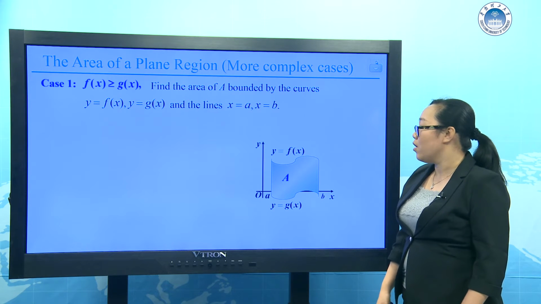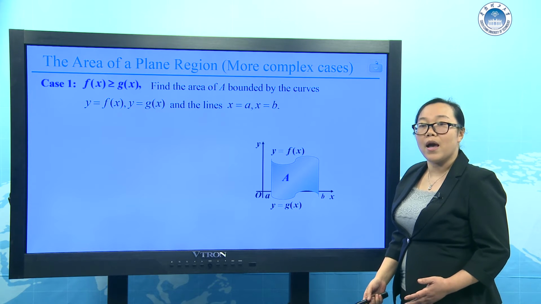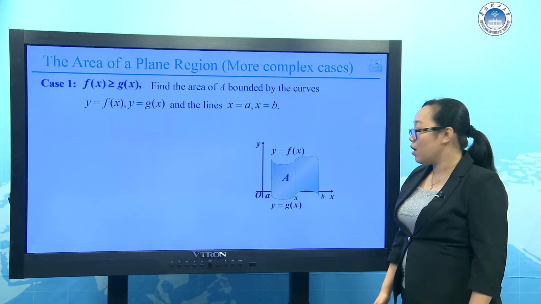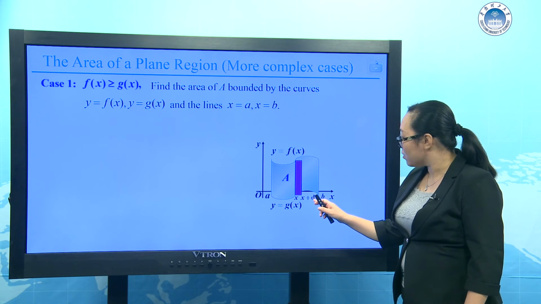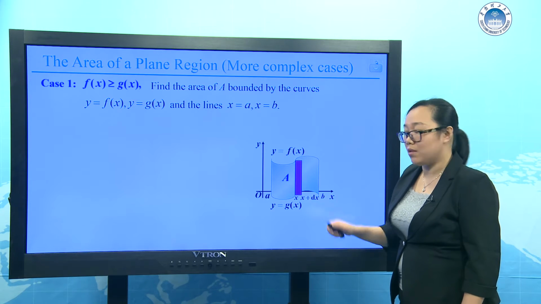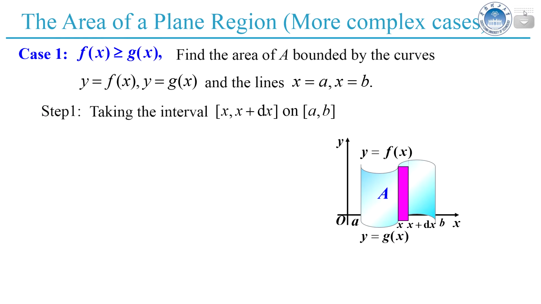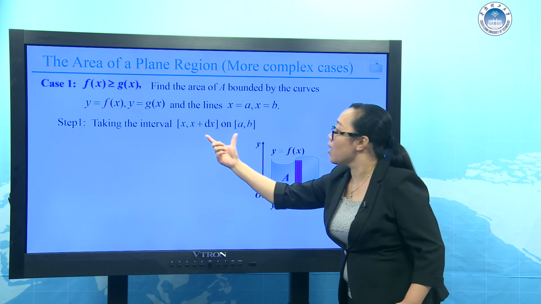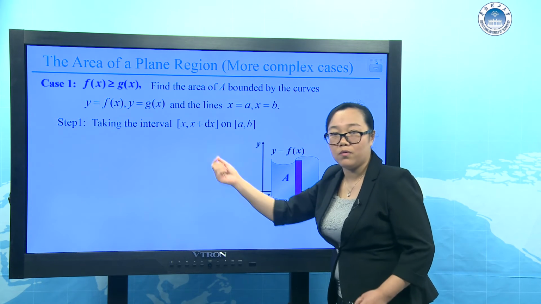Now look at using the element idea. Given a, taking the point x, another point is x plus dx. How to compute the area element? There are three steps. Step 1: take the interval from x to x plus dx on the given domain, a small interval under consideration.